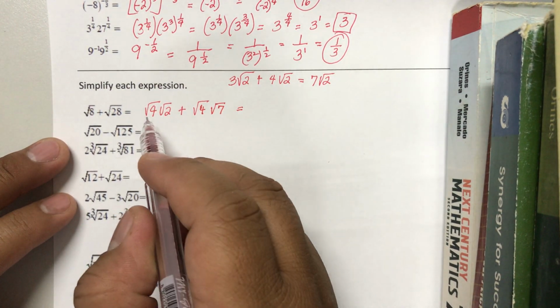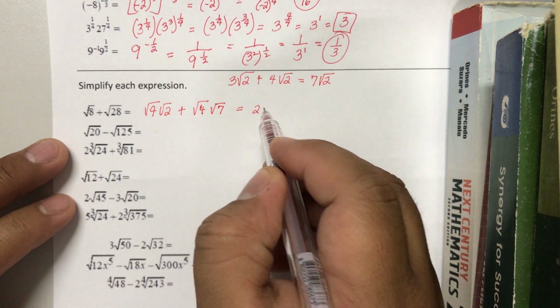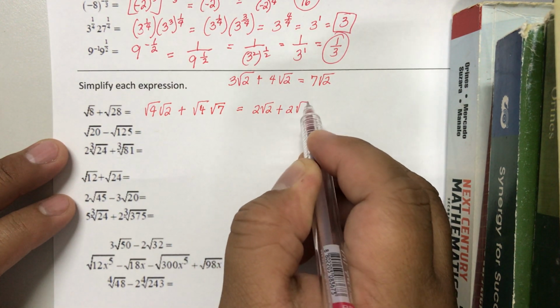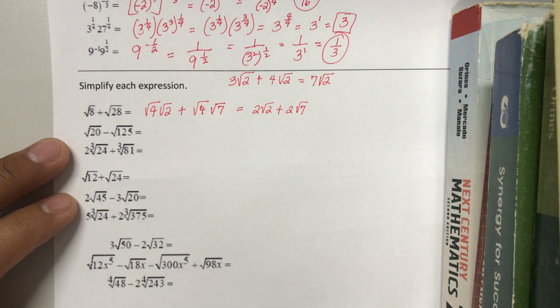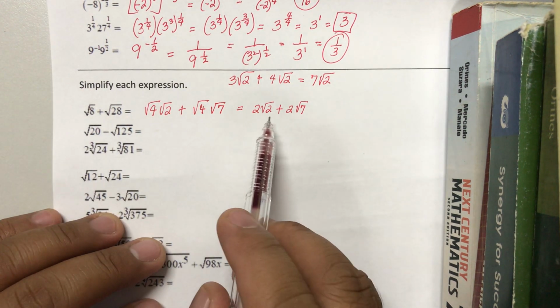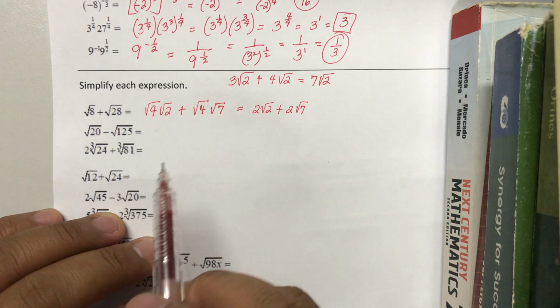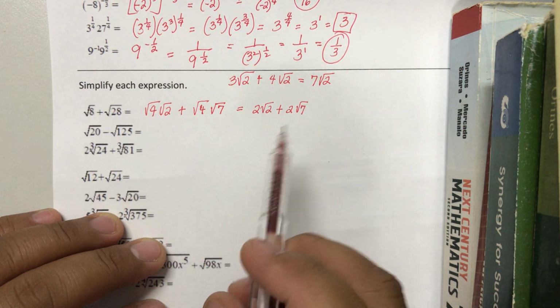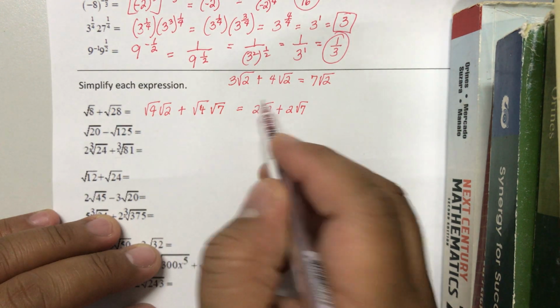So the square root of 4 is equal to 2. So 2 square root of 2 plus 2 square root of 7. 2 square root of 2 and 2 square root of 7 may not be simplified further because the radicands, namely 2 and 7, are not the same. So they should have the same radicands. So this is the answer.